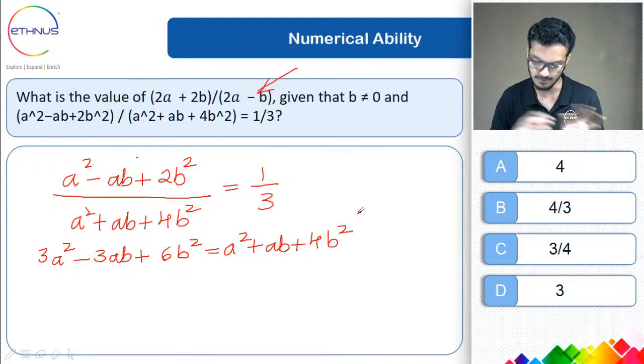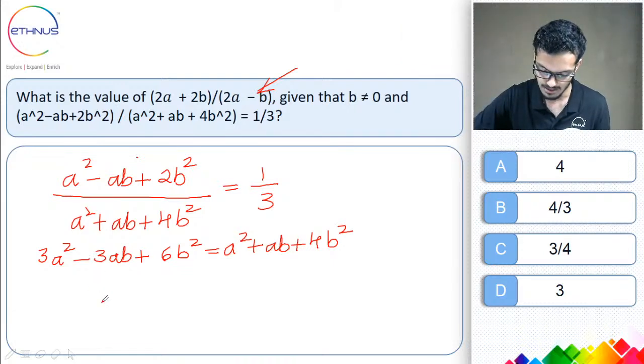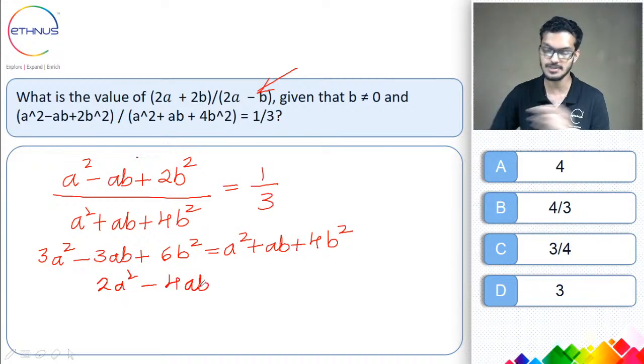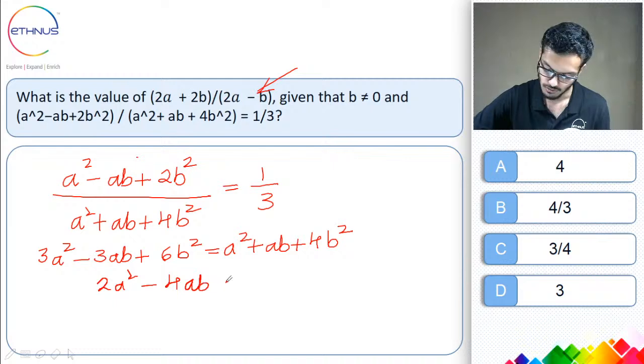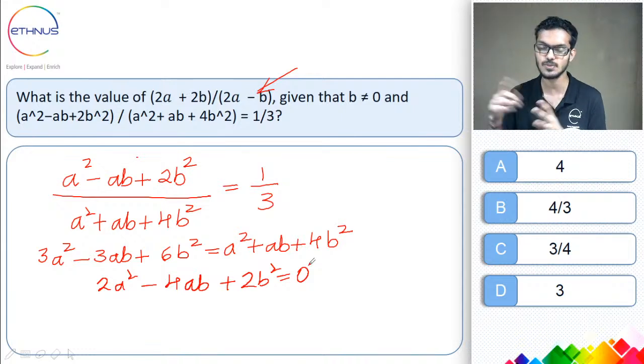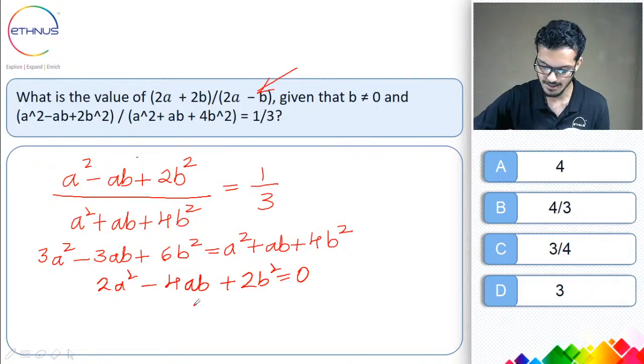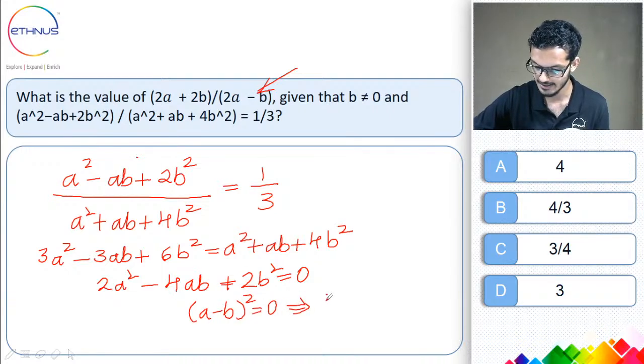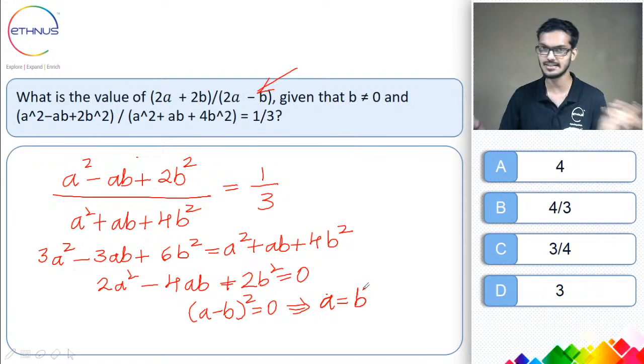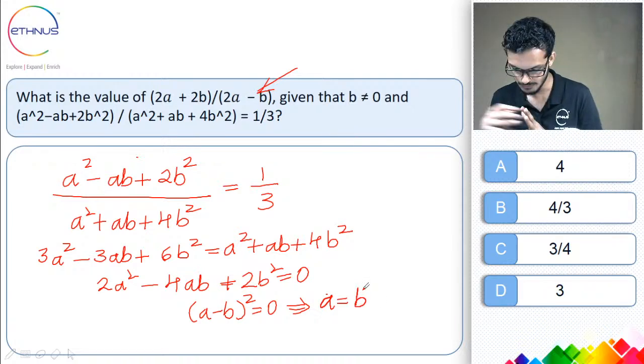If you exchange the variables on each side, 3a square minus a square is 2a square, minus 3ab minus ab will be minus 4ab, and 6b square minus 4b square will be 2b square. So this itself will say 2 into a square minus 2ab plus b square, which is nothing but a minus b the whole square. So you get a minus b the whole square is equal to 0, which will indicate that a is equal to b. So now I think you would have got the answer, right? When you solve this problem, you'll get the answer.